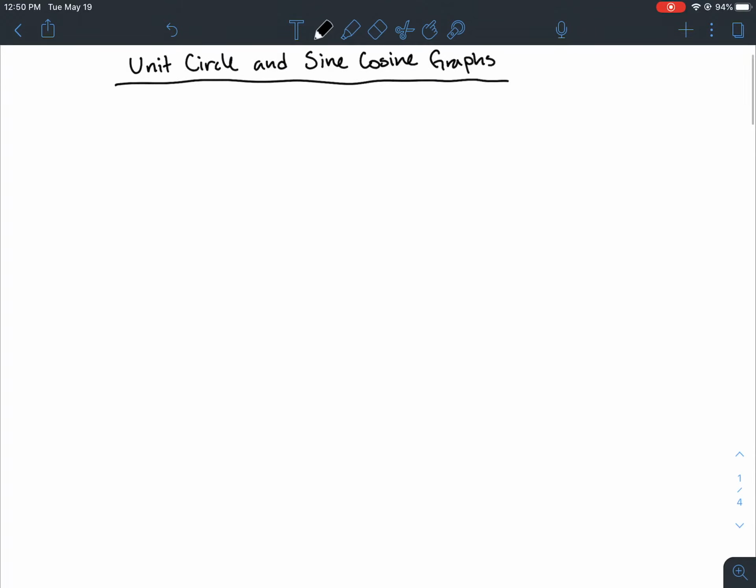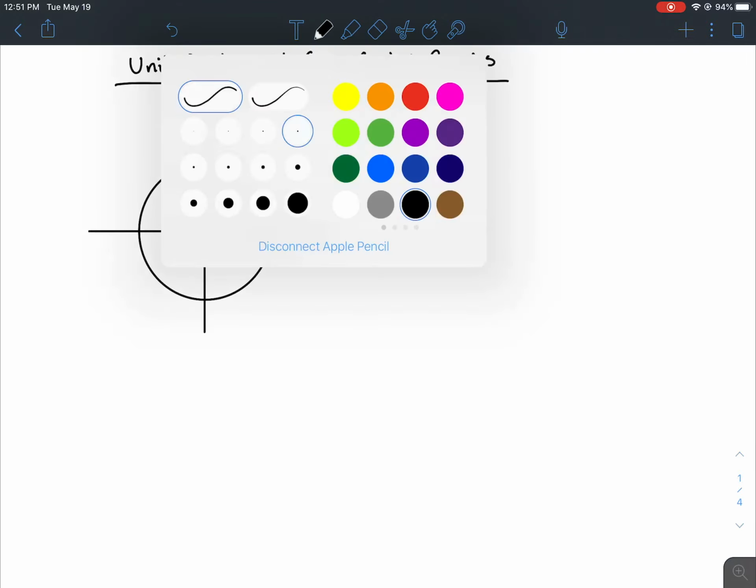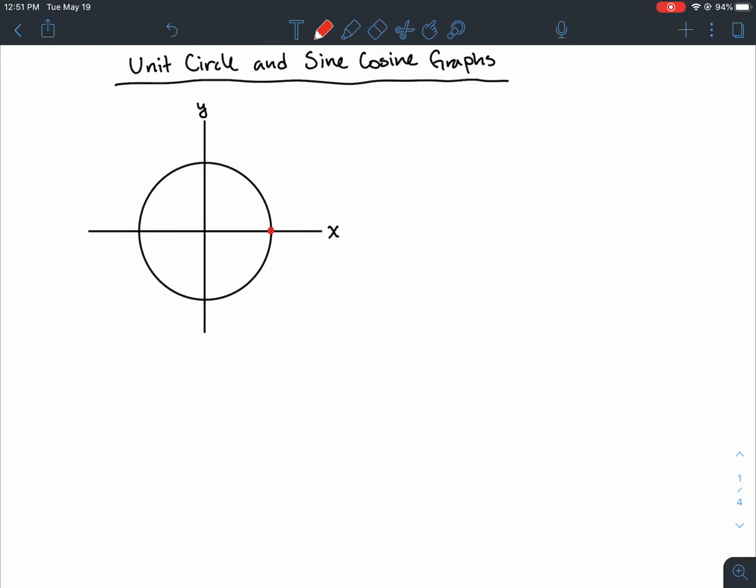Our unit circle is going to be just our normal x and y axis, and we'll have our circle on it. I'm going to try and even this out. Looks good. Okay, so we have our x-axis and we have our y-axis. And we're going to be looking at some key points here. So there's a point here, here, here, and here.